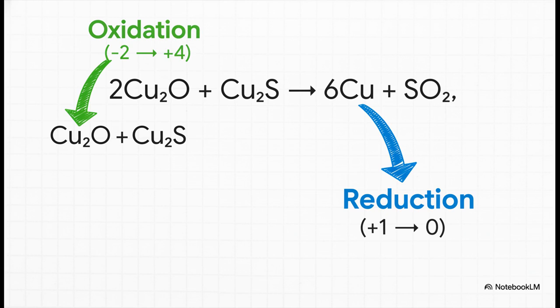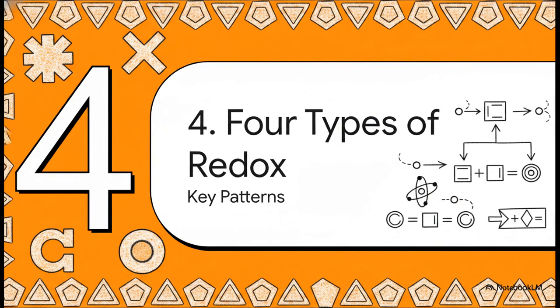It was reduced. And sulfur's number went way up from -2 to +4. It was oxidized. See? The numbers tell us the whole story of where the electrons went. So now that we have this awesome tool for tracking electrons, we can start to see that redox reactions fall into a few common patterns. Let's go through the 4 main types you need to be able to spot.